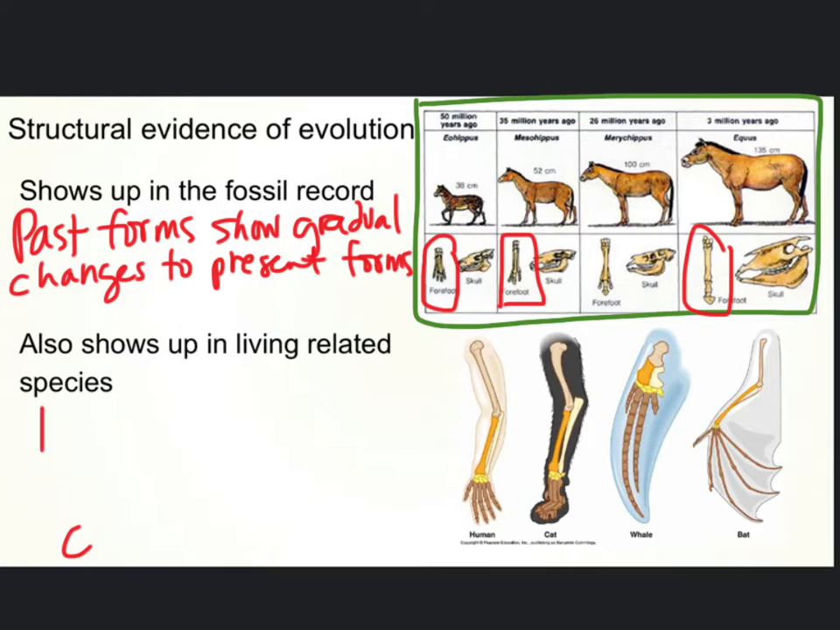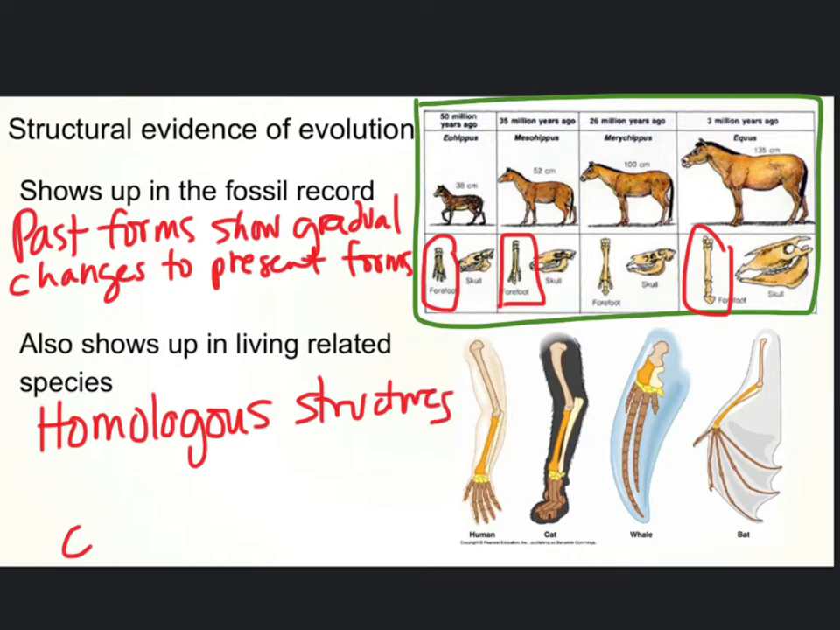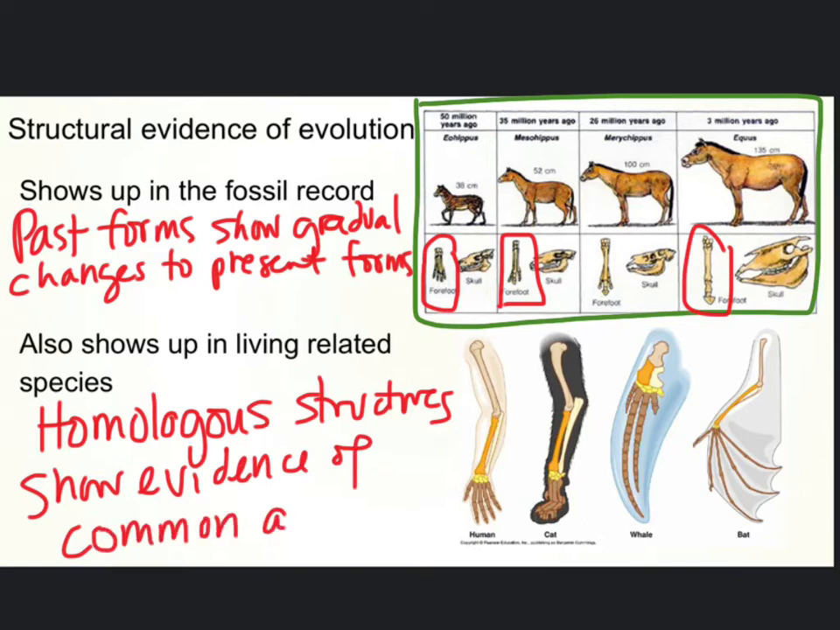Because in living species, what we have are homologous structures that show evidence of common ancestors. I can never spell homologous, it never looks right to me.